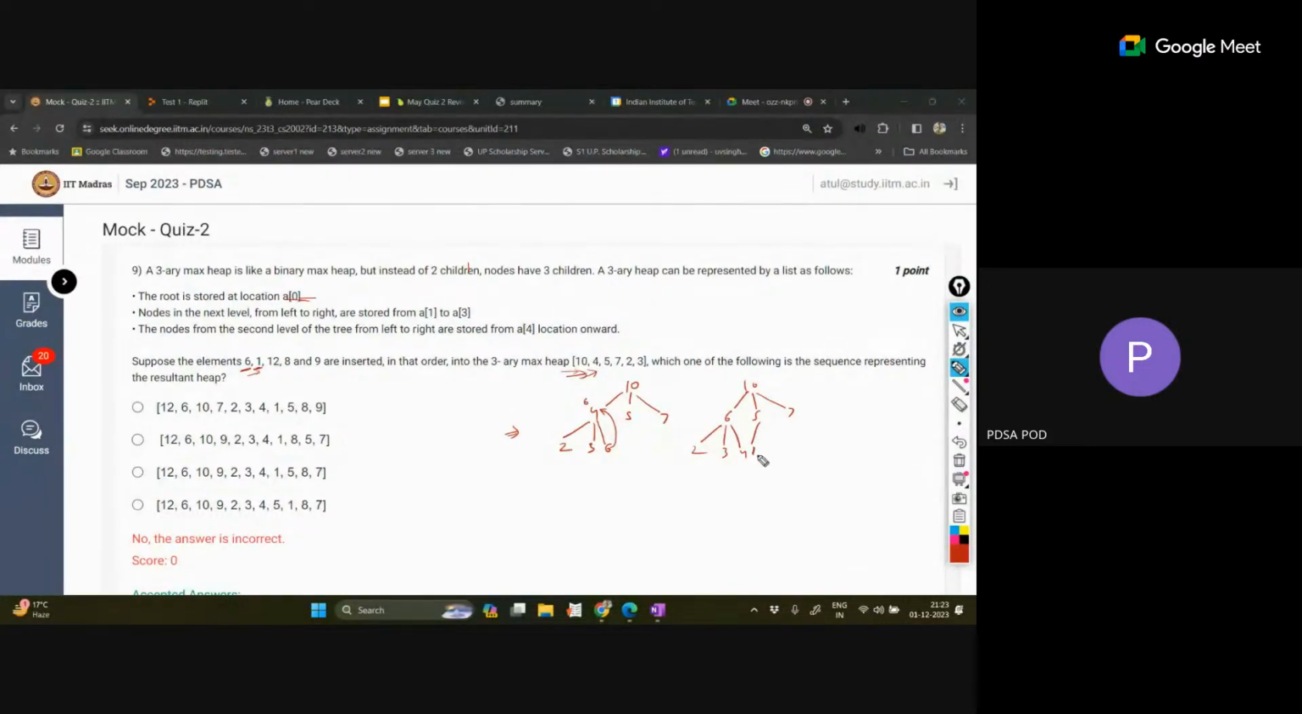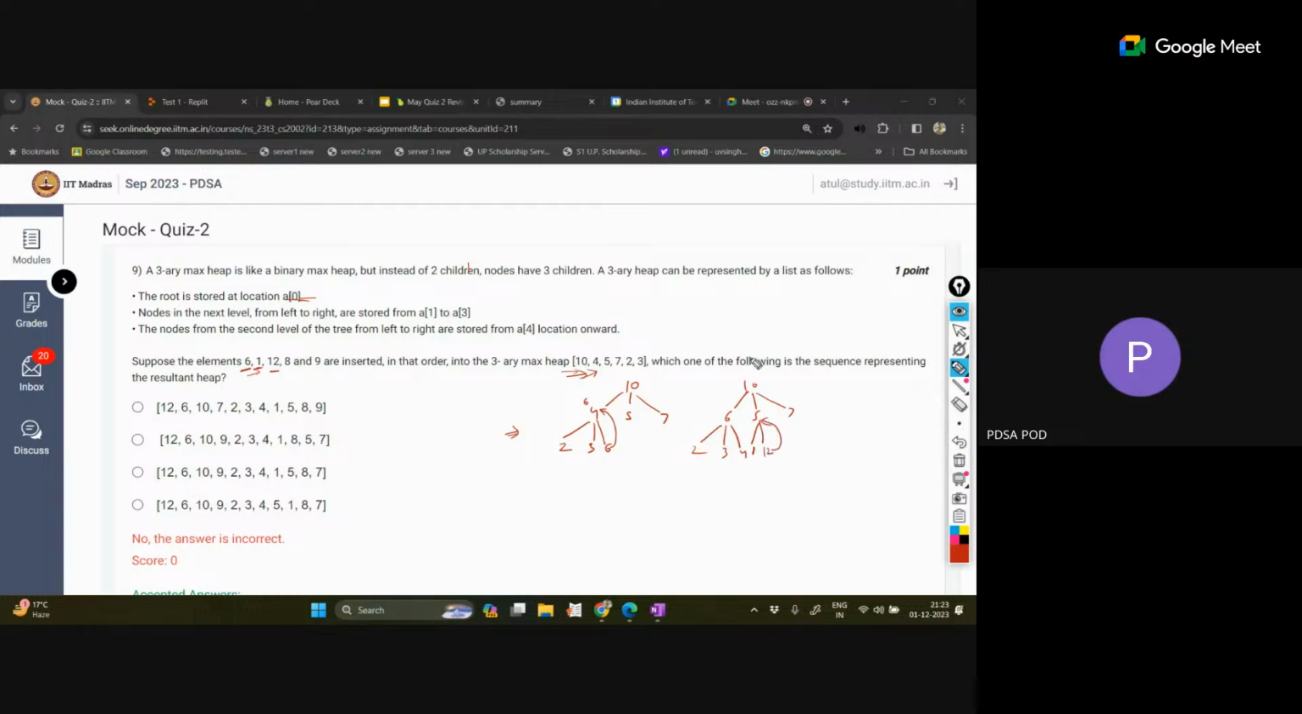So 1 and 5, this is already in the correct order. 5 is greater than 1, no problem. Then next insert is 12. So 12 will be inserted as the second child of this 5. Here you can see the parent-child relation. 5 is smaller than this 12, so this is not in the correct order. So first we will swap with this 5.